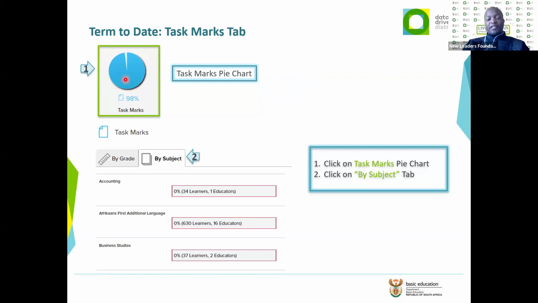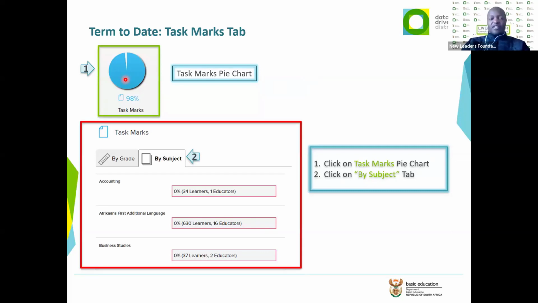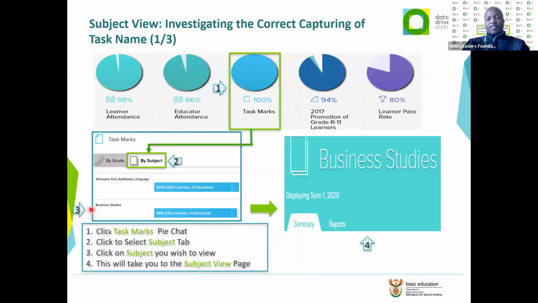And then when you click on it, it is going to take you to the task marks section, this section here. And then it's going to give you an opportunity to view by grade or by subject. So you can choose the view that you want to go with. For this exercise, I'm going to choose by subject because we want to investigate by subject. When you click on by subject, it is going to populate all the subjects offered by the school. And then from there, you can choose the subject that you want to investigate. For this exercise, I'm going to choose business studies.